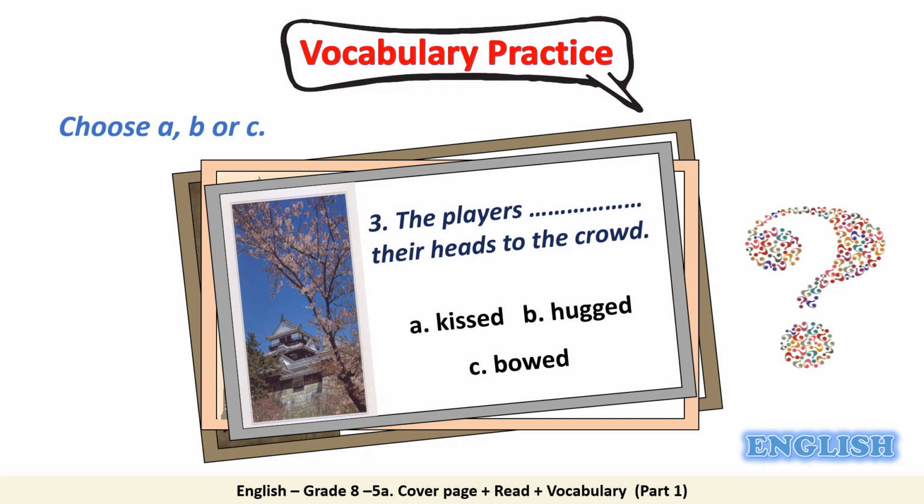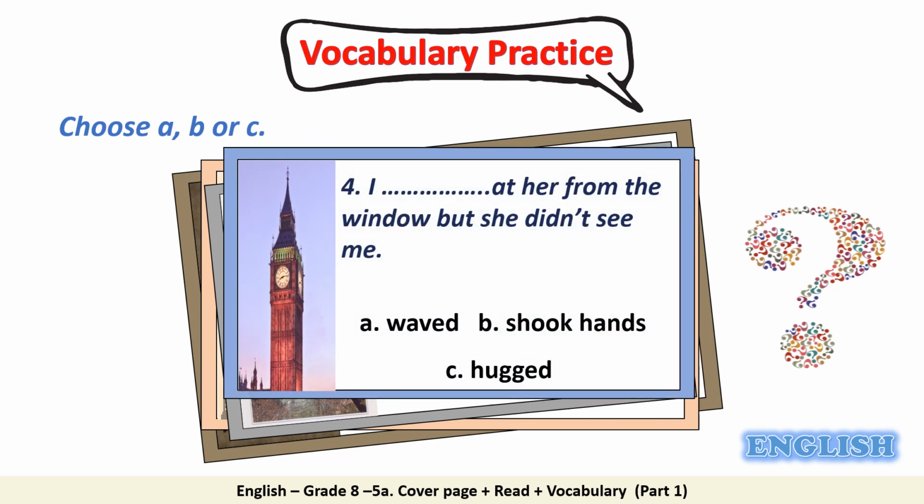Number 3. The players, their heads to the crowd. Very good. The players bowed their heads. Number 4. I at her from the window, but she didn't see me. Well done. I waved at her.